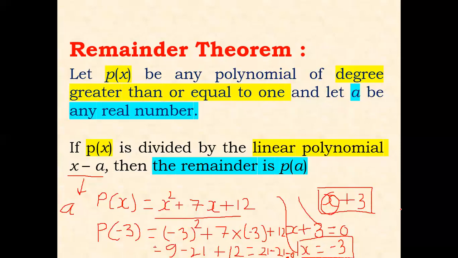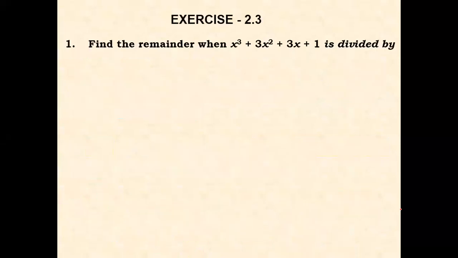Already in my previous lecture I have discussed this. Next exercise, we have to do question number 1, exercise 2.3. Find the remainder when x cubed plus 3x squared plus 3x plus 1 is divided by x plus 1. Here we have the divisor x plus 1 and the dividend x cubed plus 3x squared plus 3x plus 1.